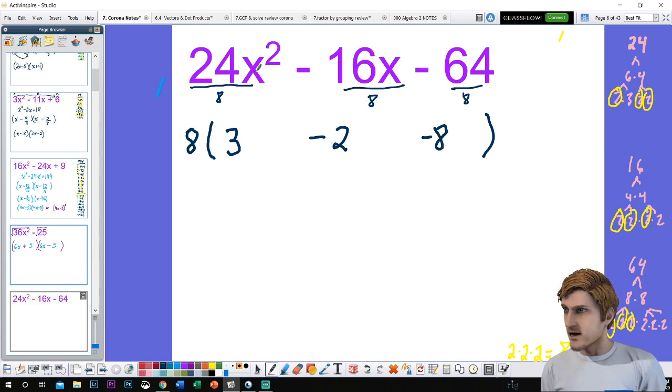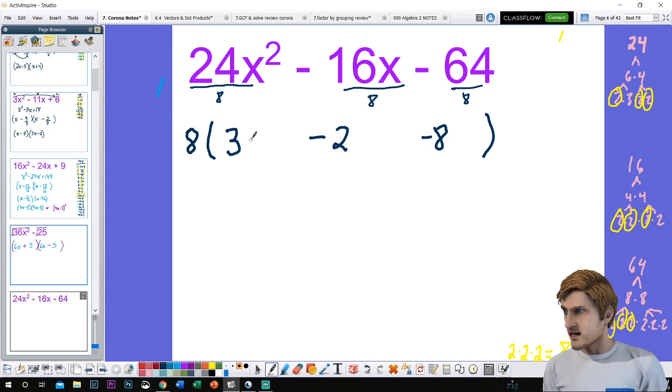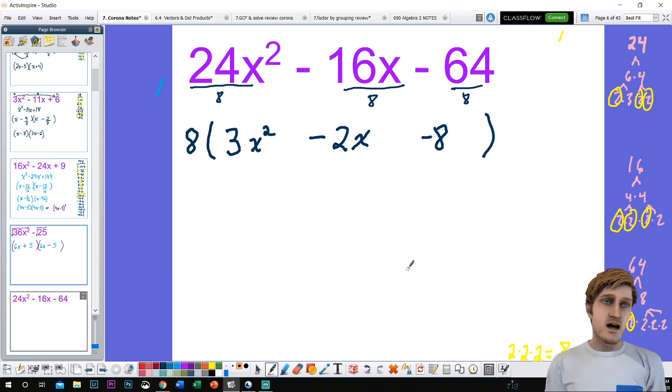Go back and do the variables. There's no variable to divide by, so that makes this one kind of easy. I can just copy the variable with its exponent. And that one didn't have one. Okay, well, I'm finished with factoring out the GCF.